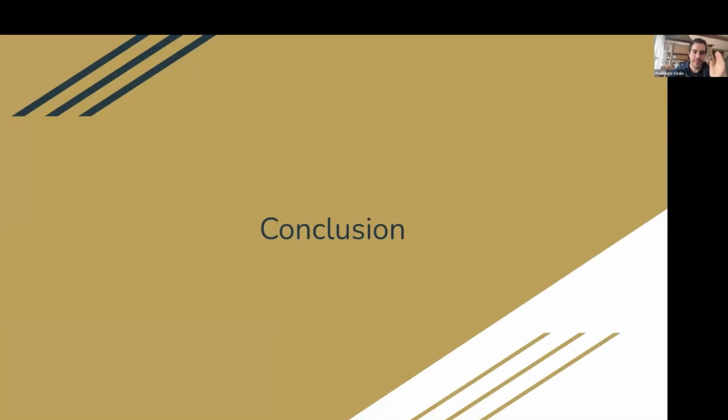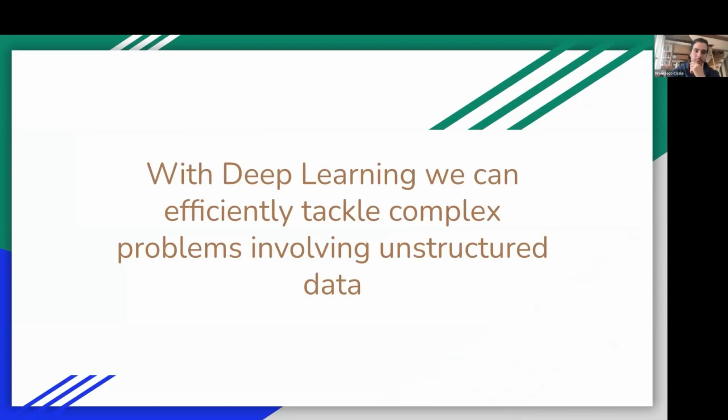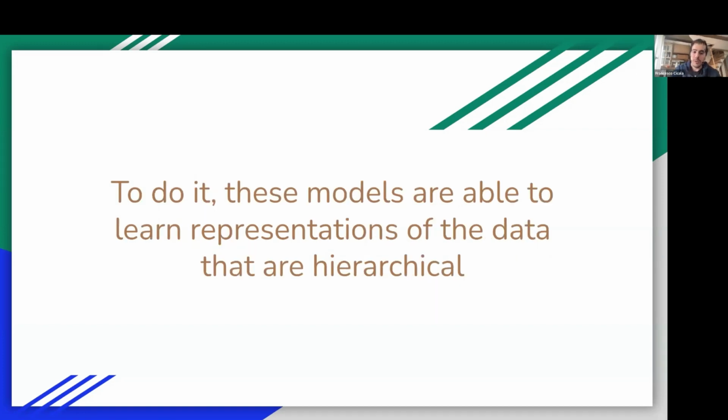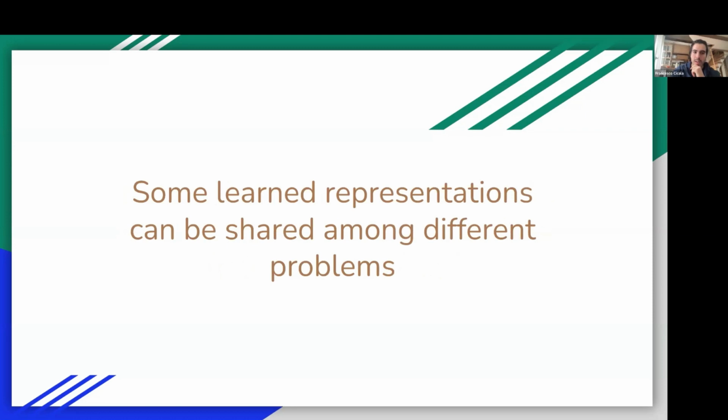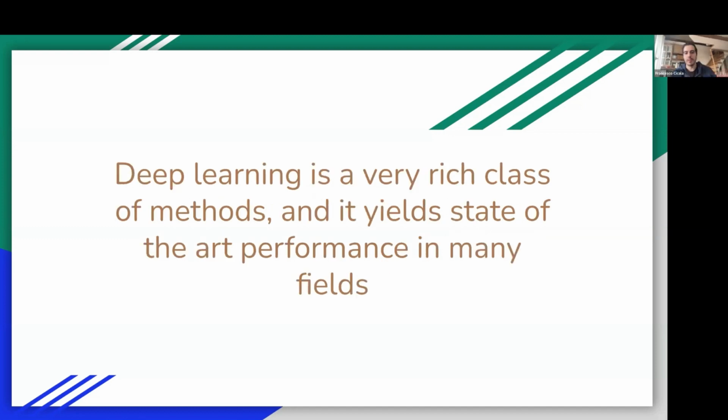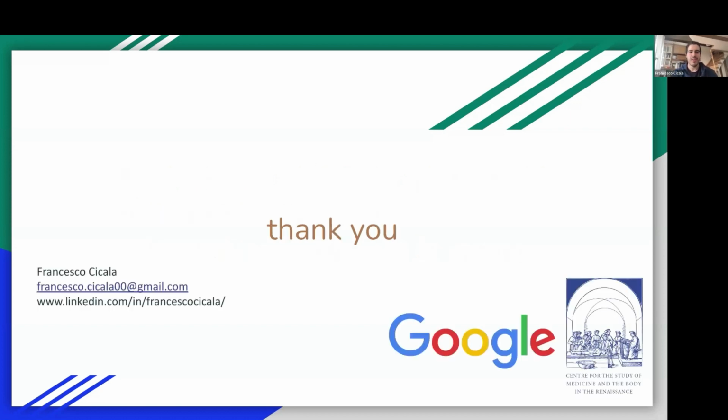Quick conclusions, just four short sentences that summarize everything we just discussed. With deep learning, we can efficiently tackle complex problems involving unstructured data, so data that are complex, not just a couple of numbers, but images or amino acid sequences and more. To do it, these models are able to learn efficient, hierarchical representations of the data. Therefore, we can also apply transfer learning, as we saw: some learned representations can be shared among different problems. And finally, deep learning is a very rich class of methods and yields state-of-the-art performance in many fields. Okay, I finished.